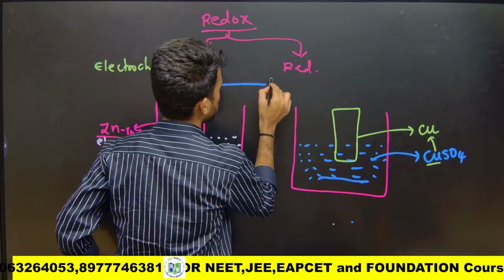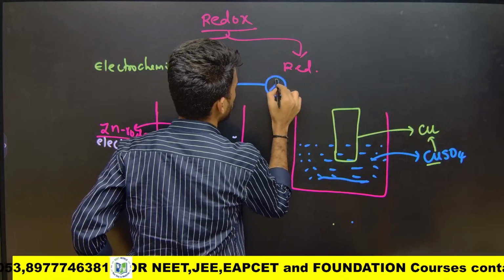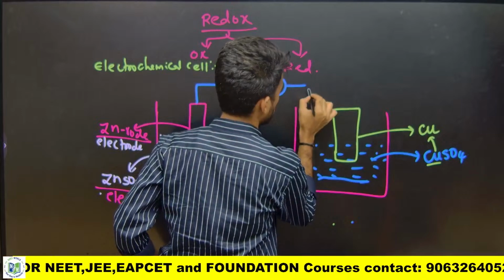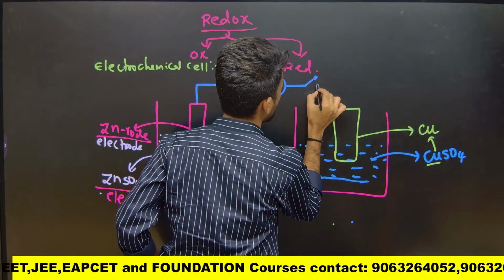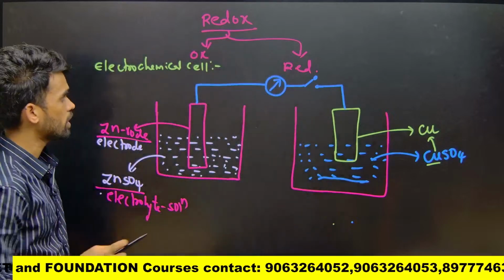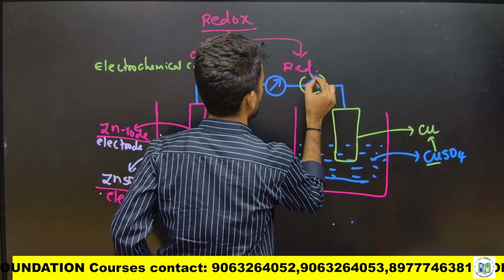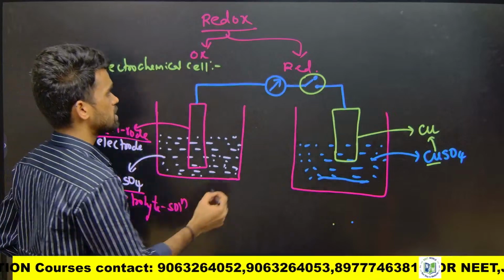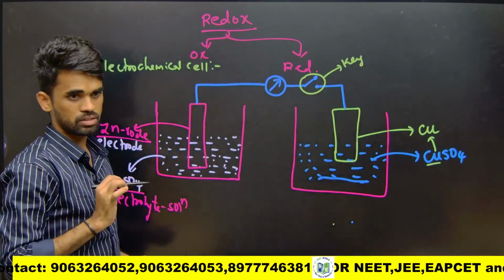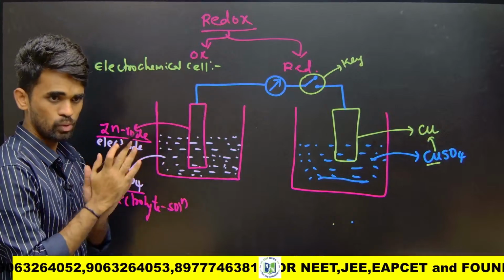To measure the current produced, I am using an ammeter here. And here I am using a key, or you can say a switch, like this. These are the two things I am taking here. This is the key, and this is the ammeter, just to check the voltage difference.